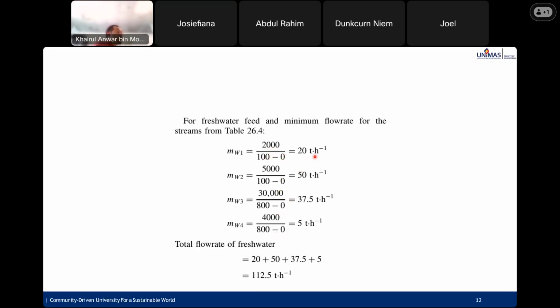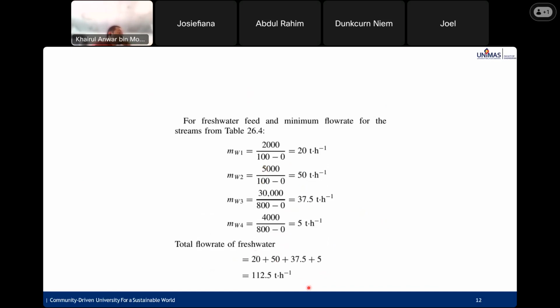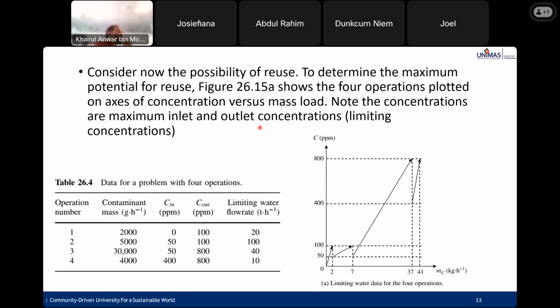So 2120. The second stream is 50. So the total flow rate of fresh water is 125. Consider now the possibility of reuse. Now you know this is the total flow rate, meaning without reuse.